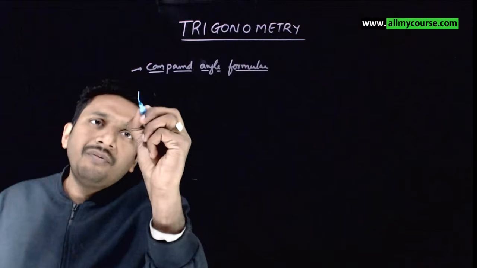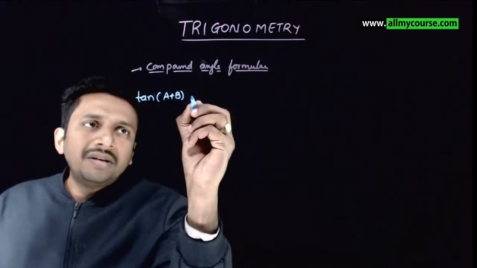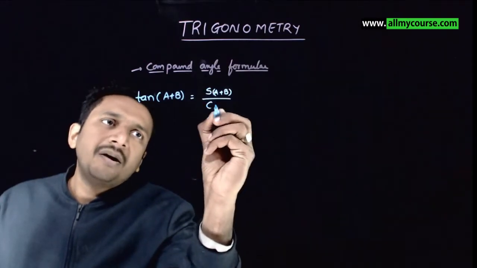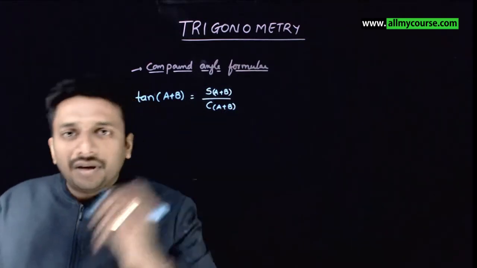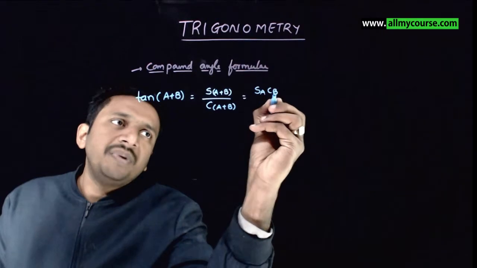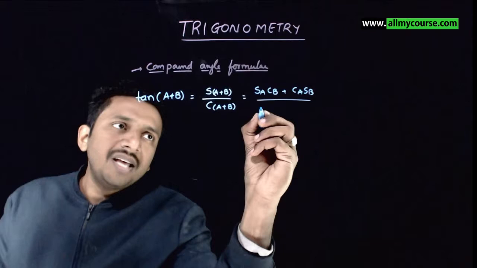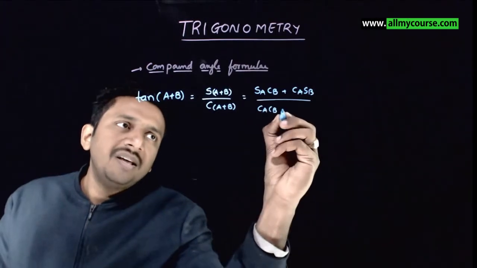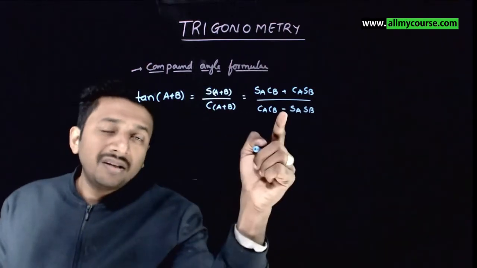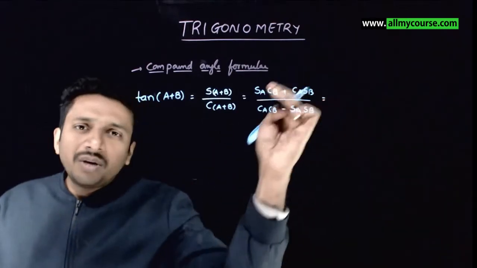For example, if you want tan of A plus B. So tan of A plus B is nothing but sine of A plus B by cos of A plus B, right? That is equal to sine of A plus B, which is sine A cos B plus cos A sin B, divided by cos of A plus B, which is cos A cos B minus sin A sin B. COD. Cos, you have an opposite sign and you have double ratios.